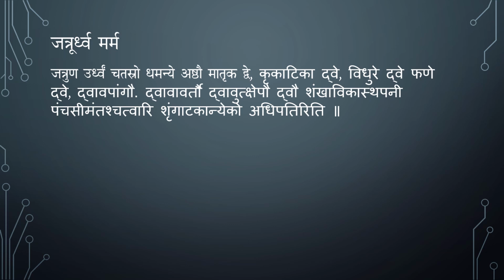So here four dhamani are present. Here dhamani means both Nila and Manya, which are two each in number. Nila 2 and Manya 2. Total four dhamanis. Ashta matruka, also known as siramatruka, which are 8 in number. Krukatika 2, Vidura 2, Fana 2, Apanga 2, Avarta 2, Utkshepa 2, Shankha 2, Sthapani 1, Simanta 5, Shrungataka 4, Eka Adhipati 1.